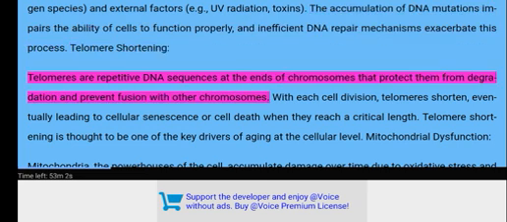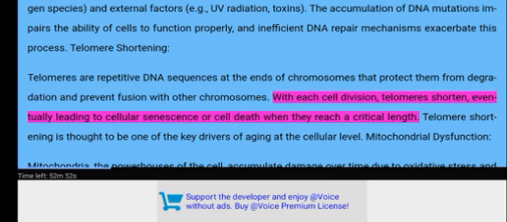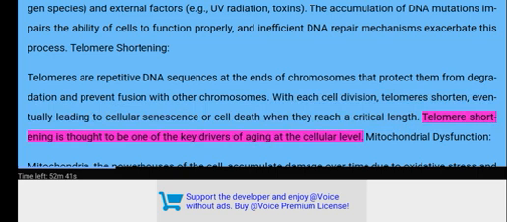Telomere shortening. Telomeres are repetitive DNA sequences at the ends of chromosomes that protect them from degradation and prevent fusion with other chromosomes. With each cell division, telomeres shorten, eventually leading to cellular senescence or cell death when they reach a critical length. Telomere shortening is thought to be one of the key drivers of aging at the cellular level.